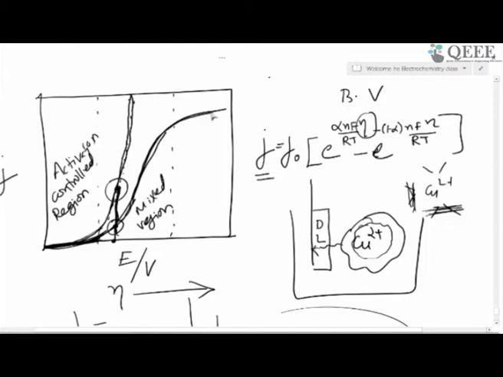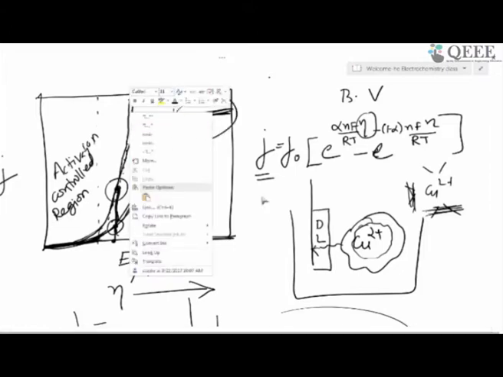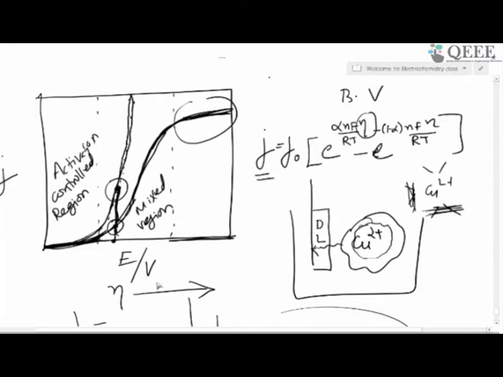At one point, the diffusion totally controls your system. That means whatever may be the potential, your current doesn't change. That means potential doesn't have any influence on the current now. So this region is not predicted by the Butler-Volmer equation, but it comes because the real system has a limitation in terms of diffusion of the species. So this current is the diffusion limited current.